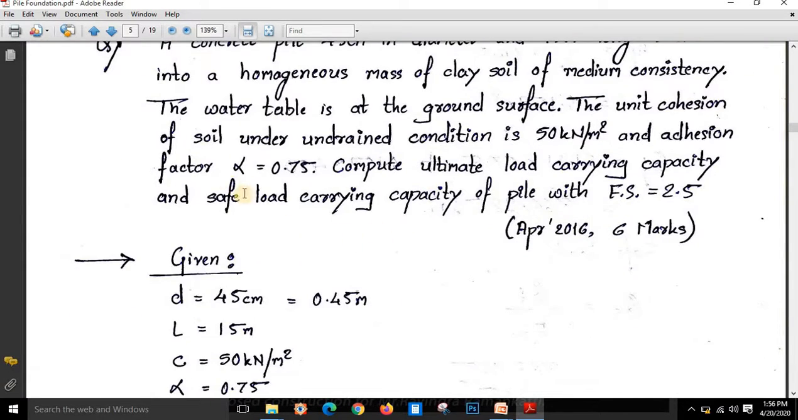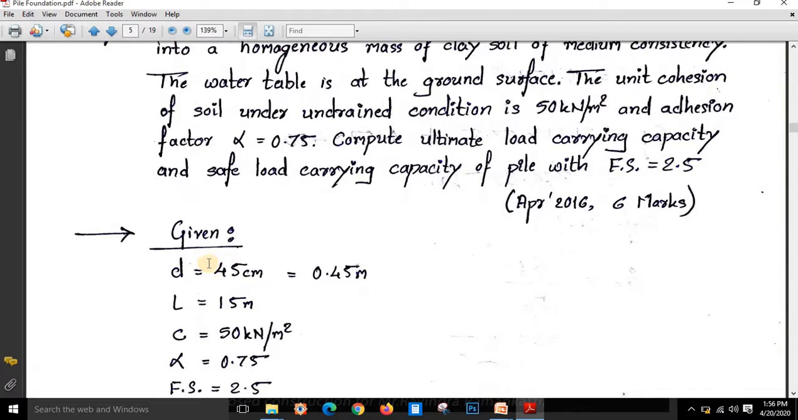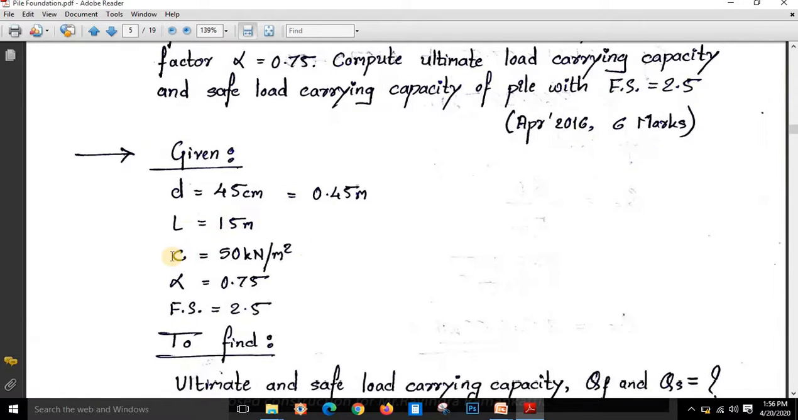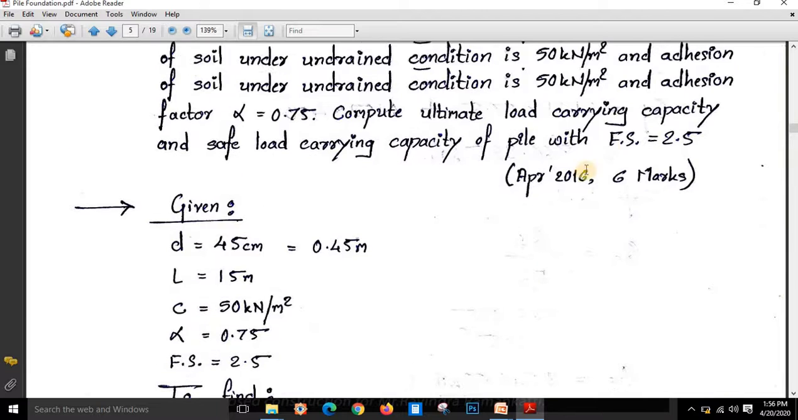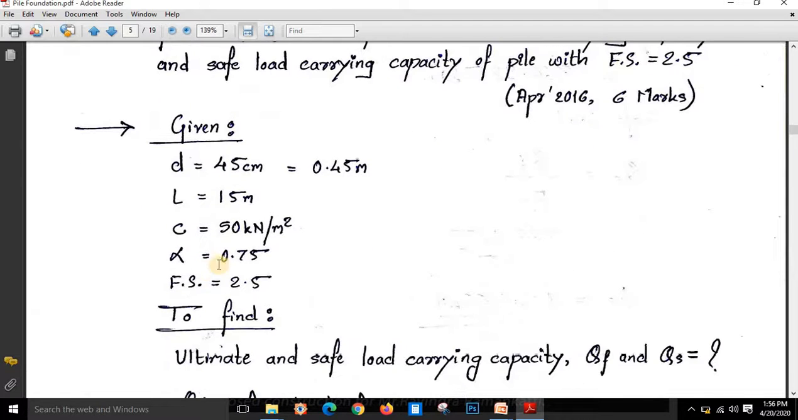So here they have asked us to calculate the ultimate and safe load carrying capacity of a pile. So we will write the data. Diameter of the pile they have given as 45 centimeter. I will convert it to meter. Length of the pile 15 meter. Cohesion they have given 50 kilonewton per meter square. Alpha is equal to adhesion factor, so that is 0.75. Factor of safety is 2.5.